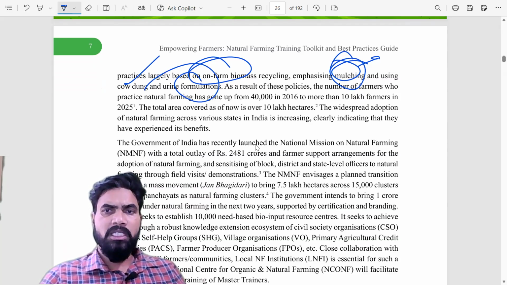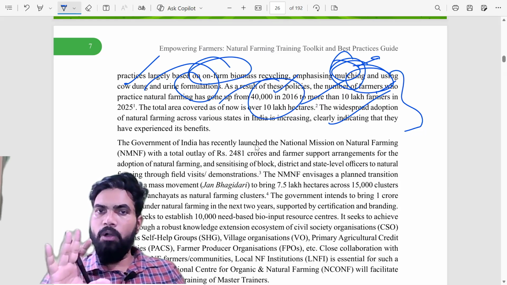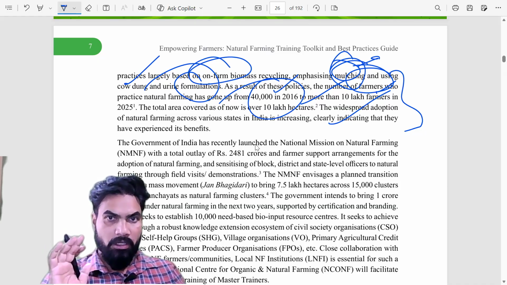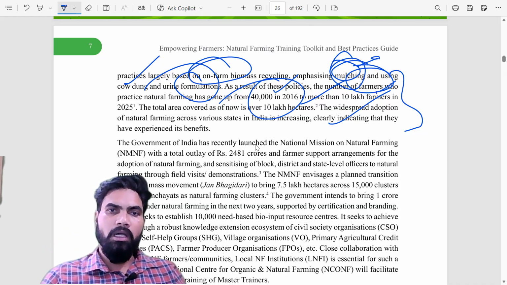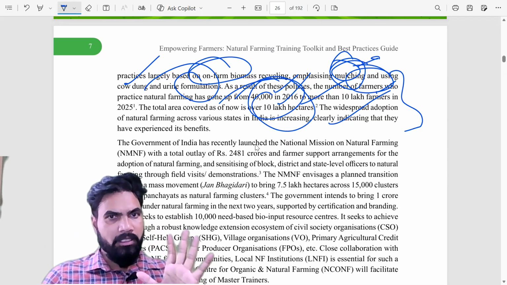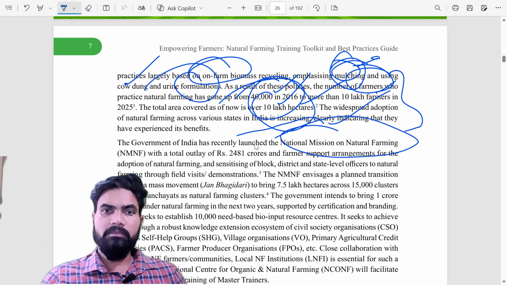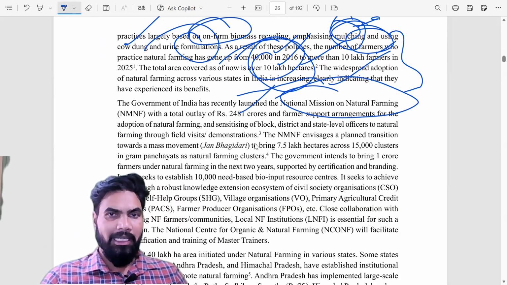Then some results are also there. You can go through the data. As a result of these policies, the number of farmers who practice natural farming has gone up from 40,000 in 2016 to more than 10 lakh farmers in 2020-21. So remember, more than 10 lakh farmers are practicing natural farming, and the area covered as of now is over 10 lakh hectares. Remember this data. Apart from that, the Government of India has recently launched a national mission on natural farming with an outlay of 2,481 crore rupees.